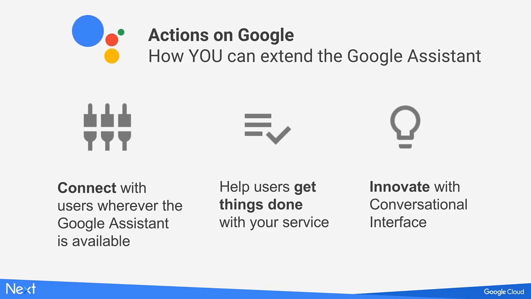Actions on Google is the way you, as developers, can extend the Google Assistant. It allows you to connect with your users wherever the Google Assistant is. It allows you to help users get things done with whatever service you can offer. And it allows you to innovate in a brand new space, a new paradigm with the way that users are interacting with computers. This gives you a nice framework, a way to experiment and innovate.